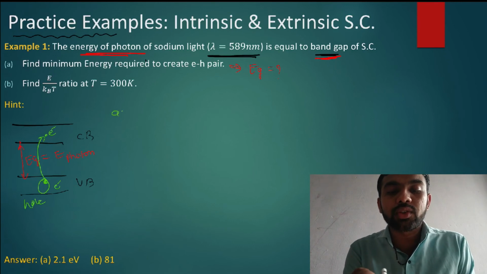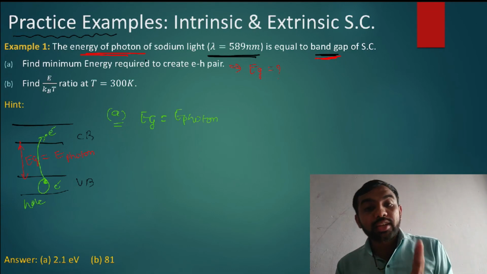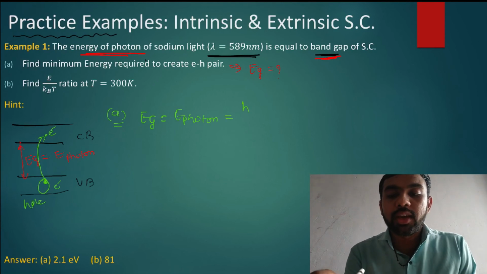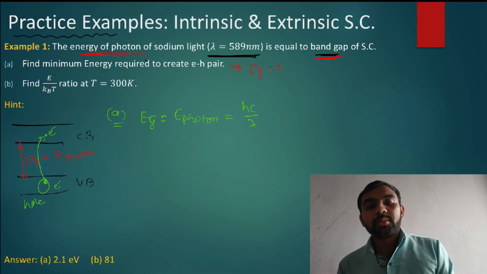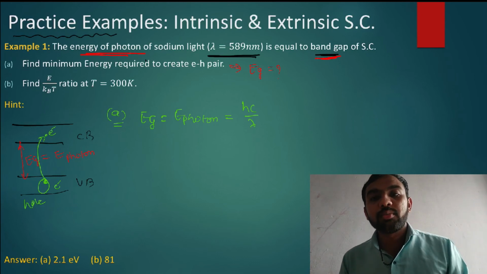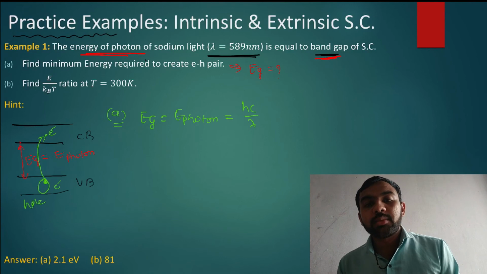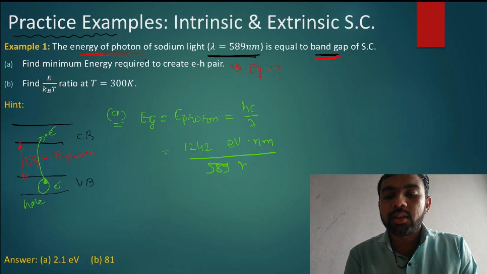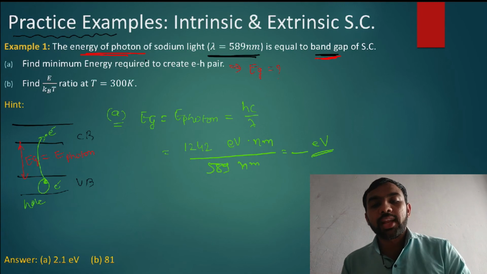So what is this first question? Solution, first one. Band gap Eg is equal to what? E photon, because it is given. The energy of the photon is equal to the band gap energy. These both are equal. So what is the energy of the photon? hc by lambda. Remember this equation from the previous chapters. Photon energy is given as hc by lambda. So what is this hc by lambda? 1242 electron volt nanometer upon 589 nanometer. Just calculate this gap by yourself in electron volt. Okay, so the remaining calculation is homework.